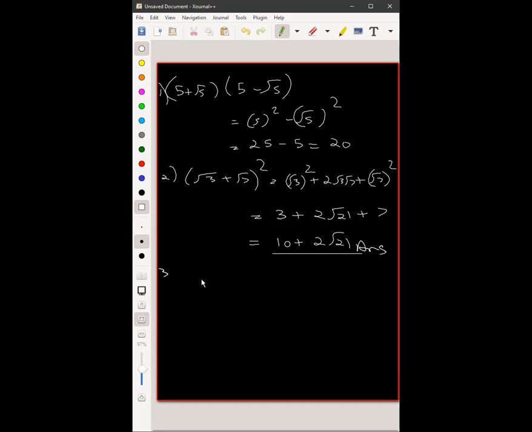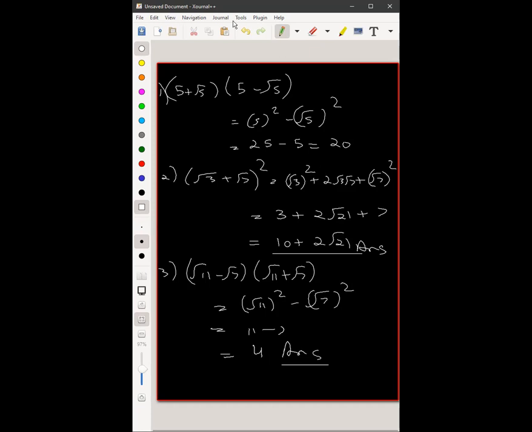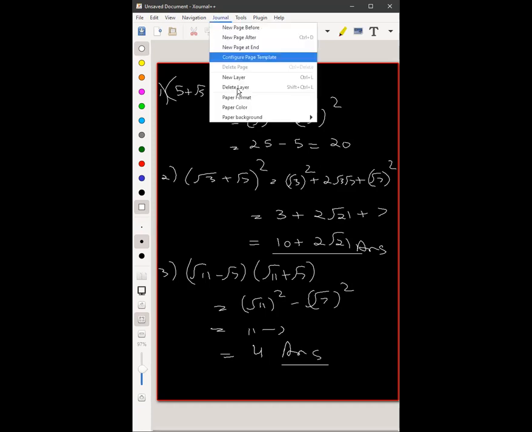Let's try another one. Root 11 square minus root 7 square. 11 minus 7, 4. Yeah. Okay, let's do one last one.